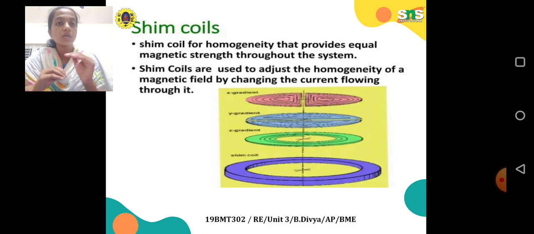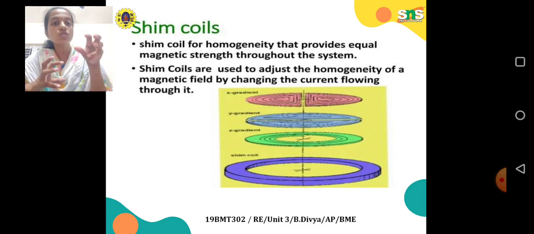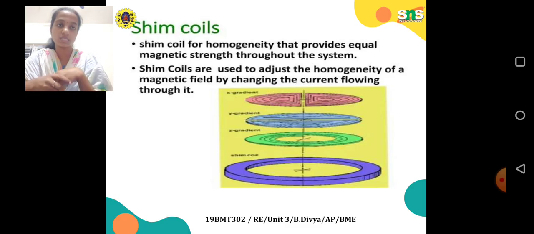Shim coils are used to adjust the homogeneity of a magnetic field by changing the current flow through them. The use of the Shim coil is that it adjusts the homogeneity of a magnetic field by changing the current flow through it. By changing the current flow through the Shim coil, the homogeneity of the magnetic field can be adjusted.